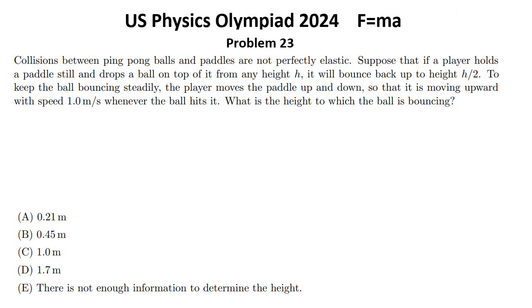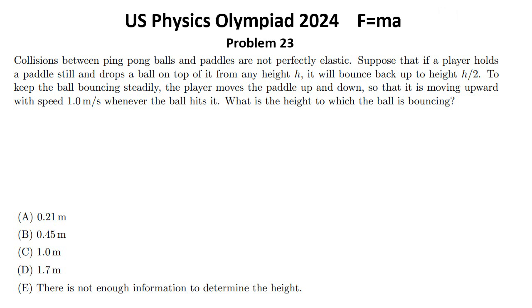Problem number 23. Collisions between ping-pong balls and paddles are not perfectly elastic. Suppose that if a player holds a paddle still and drops a ball on top of it from any height h, it will bounce back up to height h over 2.